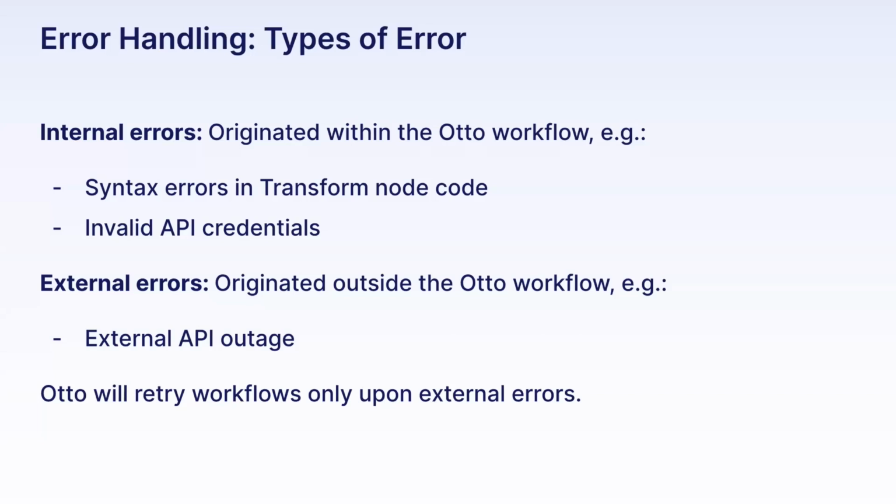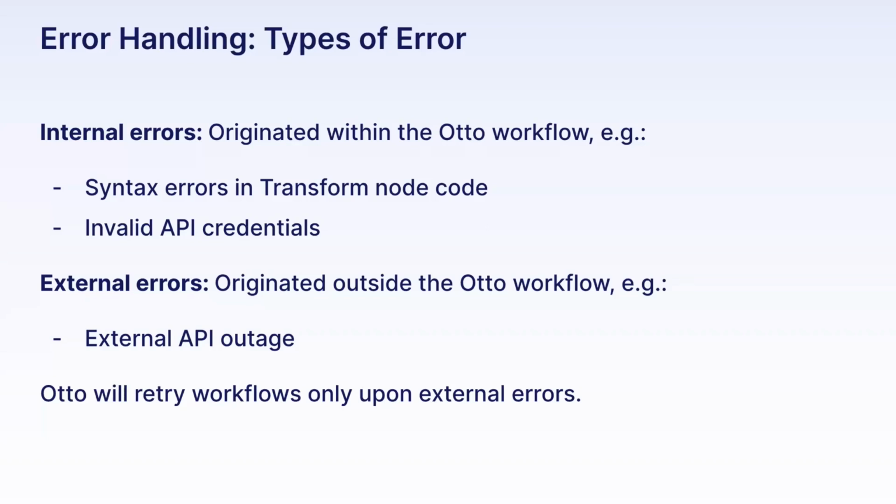Regardless of which type of error happens, however, Otto will catch this and provide detailed, easy to understand information about that error on the node at which it occurred, including interpretations of any error codes, which can also be opaque. And when you are reviewing workflows, you can see what exactly happened. And additionally, for external errors, Otto will also automatically retry execution after increasing intervals of time.